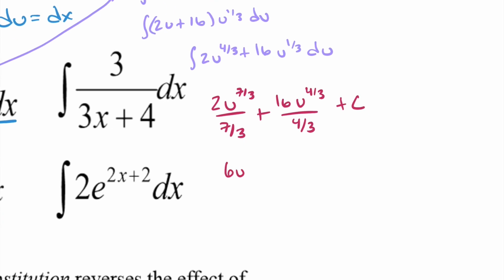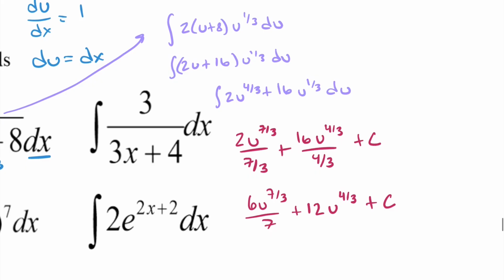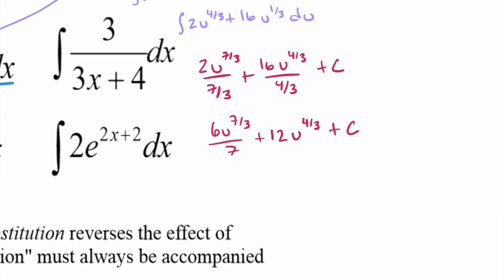We have 6u to the 7/3 over 7, plus 48 fourths, so that will actually simplify to 12u to the 4/3 plus c. And I just have to substitute my u back in, which is x minus 8. So it's 6(x minus 8) to the 7/3 over 7 plus 12(x minus 8) to the 4/3 plus c.